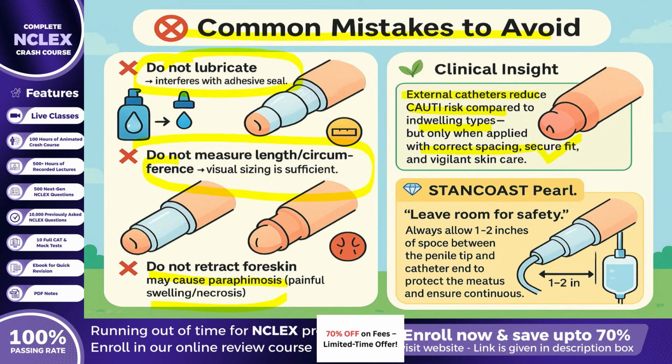Leave room for safety. Always ensure 1 to 2 inches of space between the penile tip and catheter end to protect the meatus, maintain comfort, and promote continuous drainage without backflow or tissue injury.